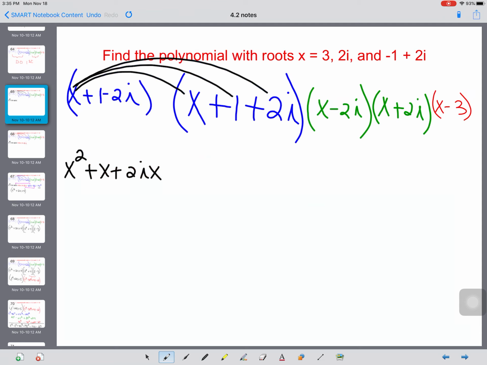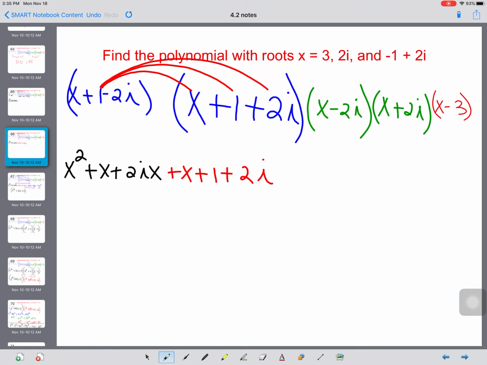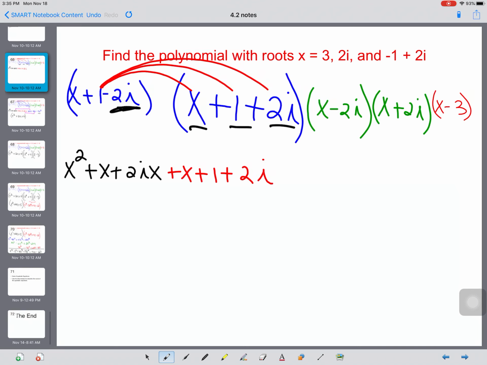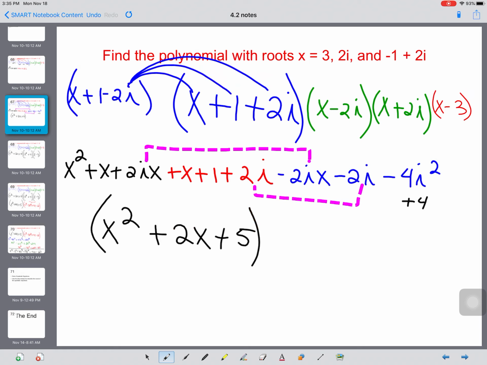Now what I've got is 3 things times 3 things, so I'm going to take the x and distribute it to all 3 terms. So x times x is x squared, x times 1 is x, and x times 2i is 2ix. Now I'm going to distribute the 1 to everybody. So 1 times x is x, 1 times 1 is 1, and 1 times 2i is 2i. And then last but not least, I'm going to take this negative 2i, don't forget the negative, and distribute that.